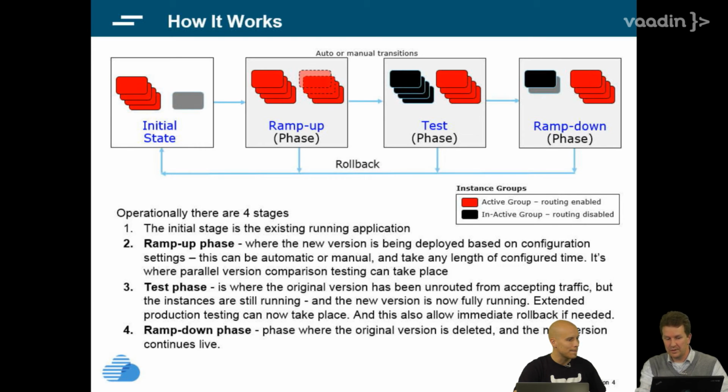It has the initial stage where you have your running application, the current version. And then you ramp up the new version. It's like a little shadow there. You start with one instance. You will be running new versions, and some traffic is directed to these new nodes. So at the end of the ramp-up phase, we will see that all the new versions are ramped up and running, and all the traffic will go to them.